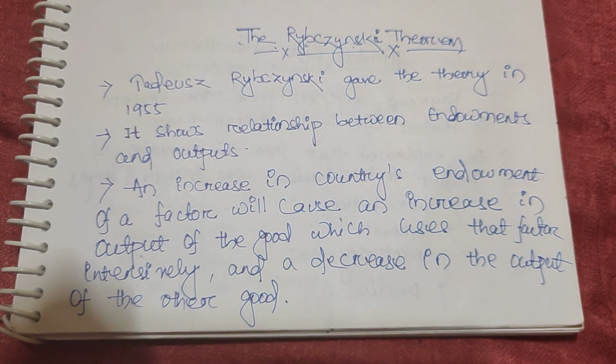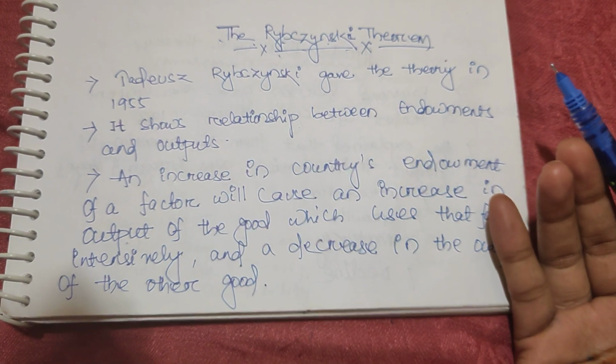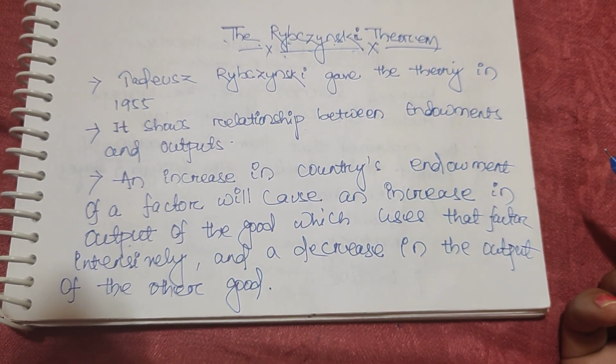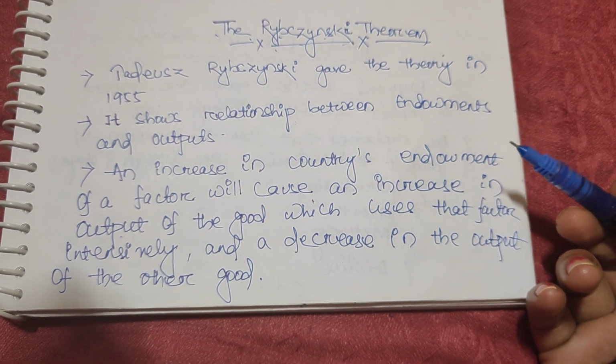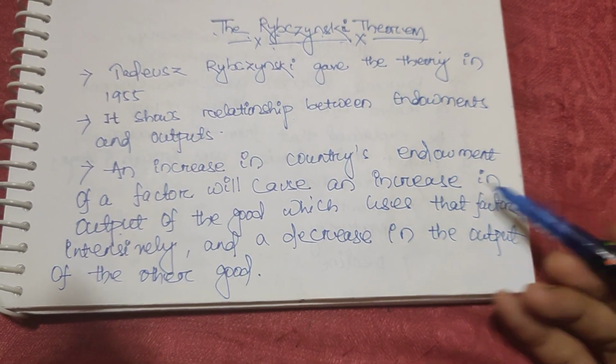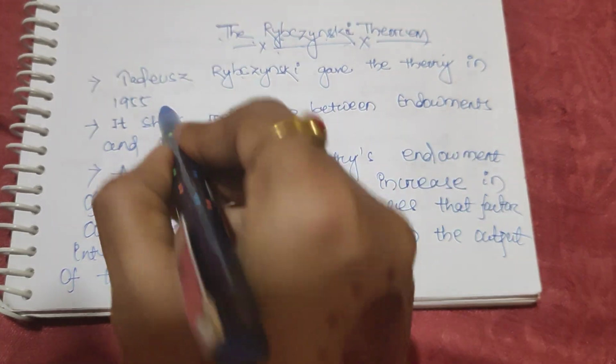Hi viewers, today I will explain the Rybczynski theorem. In UGC NET economics, this question has come very rarely, but we should not take the risk. Better we understand everything. Tadeusz Rybczynski gave the theory in 1955.